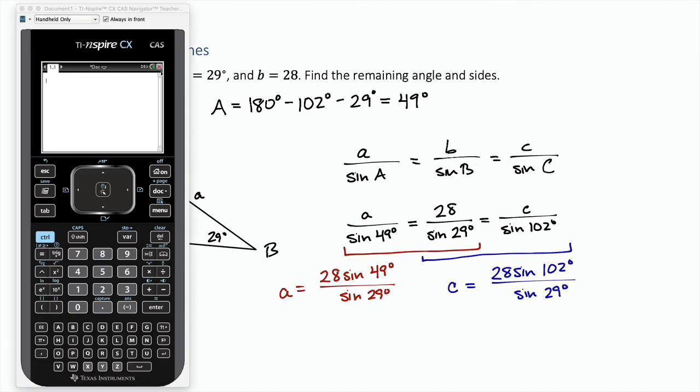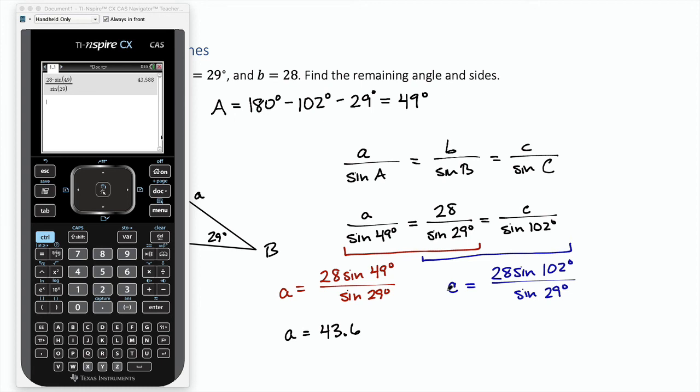So when typing this into the calculator, just make sure that your calculator is in degree mode. And then we can go ahead and type this. So I've got 28 sine of 49 over sine of 29. And for a, I get a is equal to 43 point, I'll go ahead and just round to one decimal place, about 43.6.